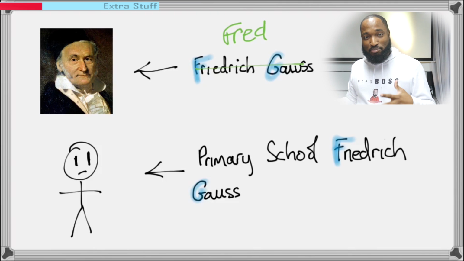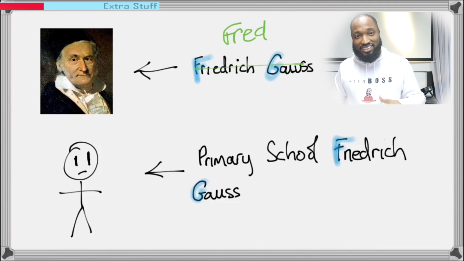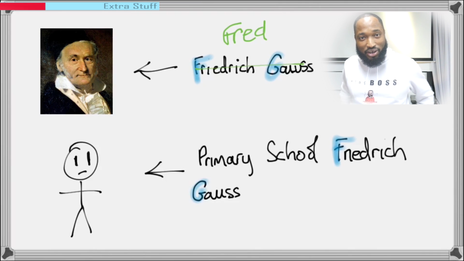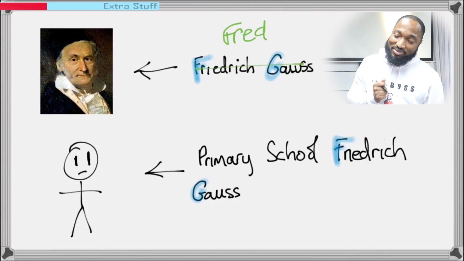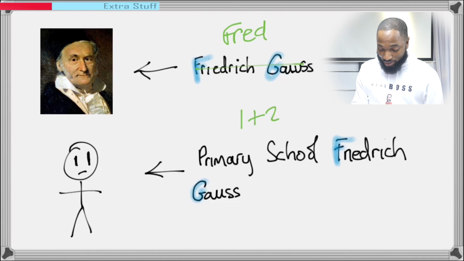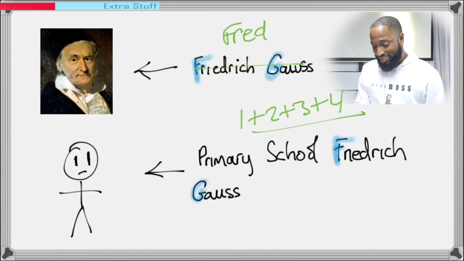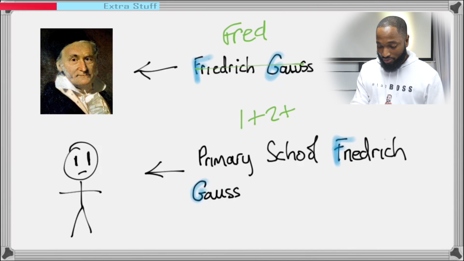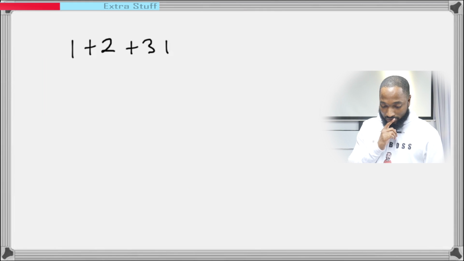Well, him being the boss of a mathematician that he is, and probably used to watch Cohen Springer on YouTube too, Fred took 30 seconds and figured out the answer. From adding up all the numbers, 1 plus 2 plus 3 plus 4, the same thing we were doing, going all the way up to 100. This man took 30 seconds, got the answer, and brought it back to the teacher.